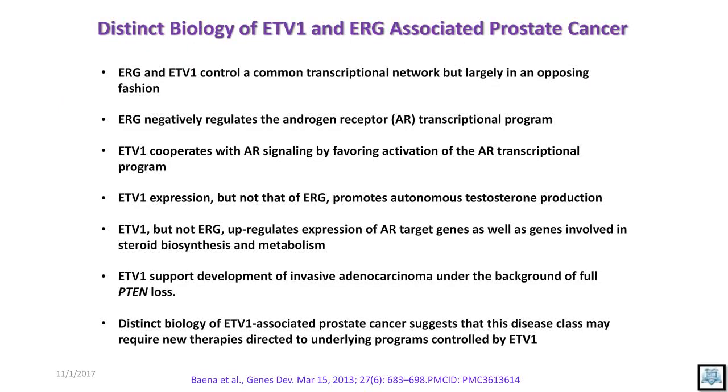Here I want to emphasize the point that although ERG and ETB1 belong to the same ETS gene family, at the biological level they behave in an entirely different way. ERG and ETB1 control a common transcriptional network but largely in an opposing fashion. ERG negatively regulates the androgen receptor transcription program, and ETB1 cooperates with AR signaling by favoring activation of the AR transcriptional program. ETB1 expression, but not that of ERG, promotes autonomous testosterone production.